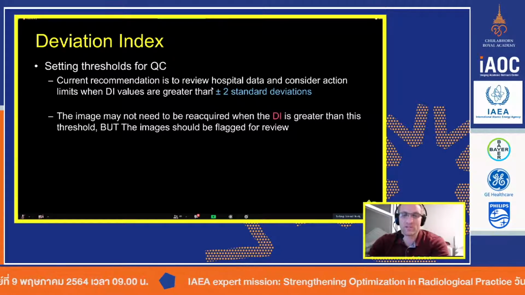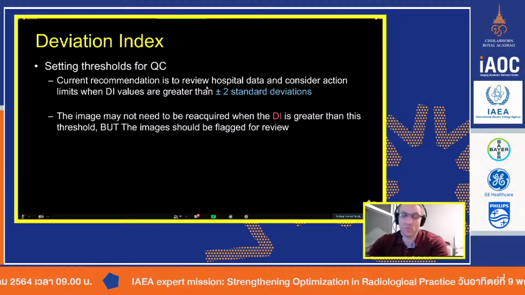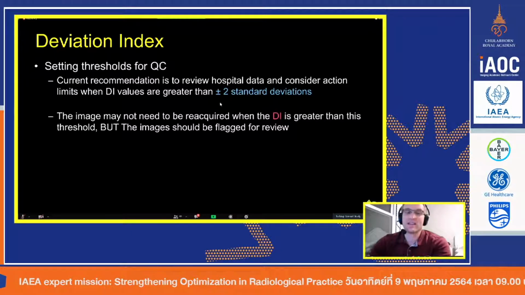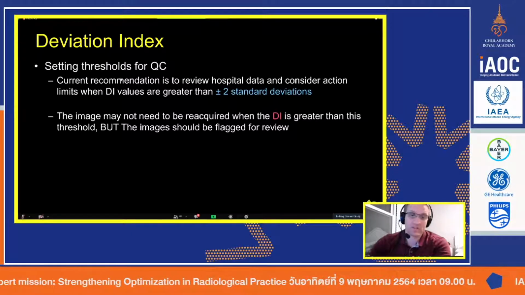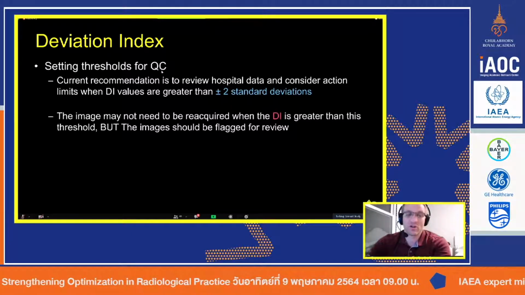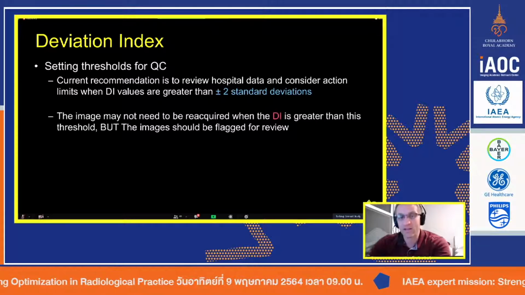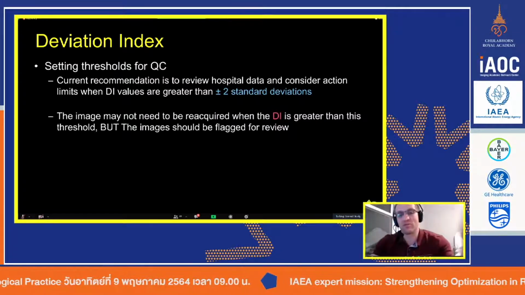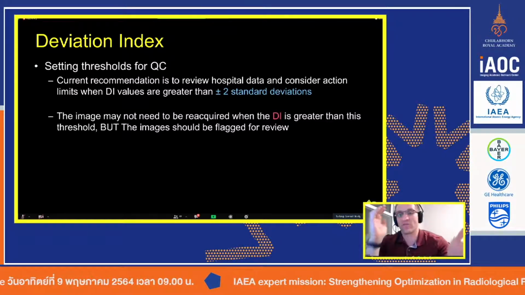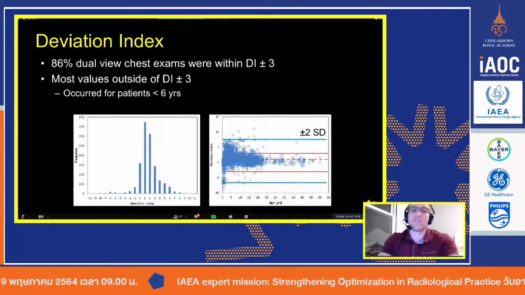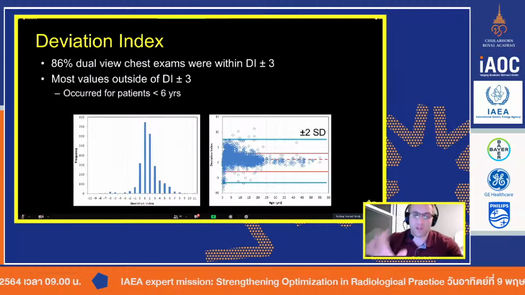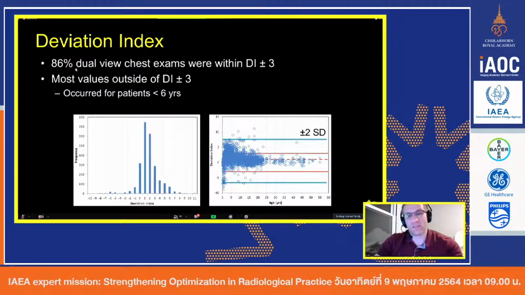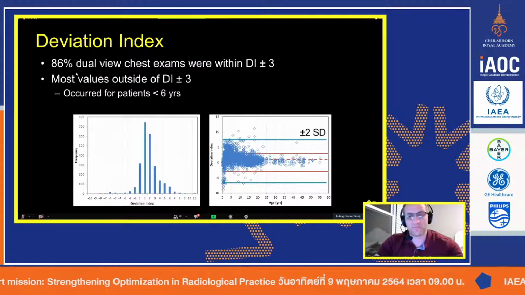And so if anything's over this, once again an arbitrary threshold of plus or minus 2 standard deviations, it's a place, just a recommendation, a place for you as a hospital to start looking at why that patient was imaged such that they were outside of plus or minus 2 standard deviations from your hospital's norm or median. So let me give you an example from my hospital.